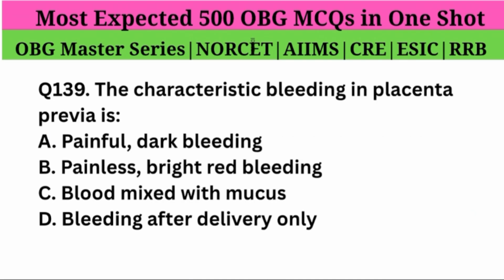Next question. The characteristic bleeding in placenta previa is. Your correct option is option B, painless bright red bleeding.